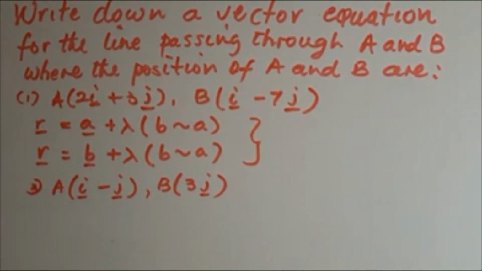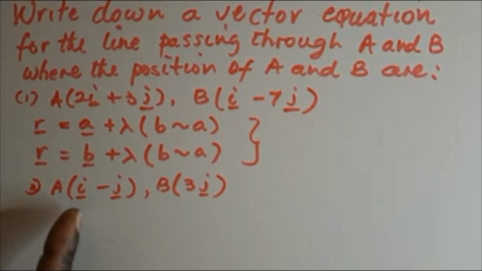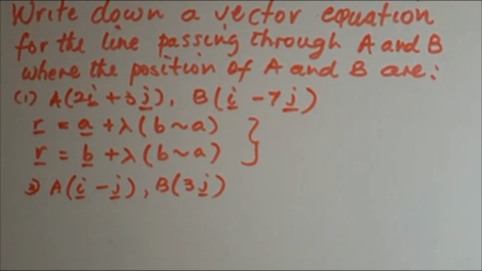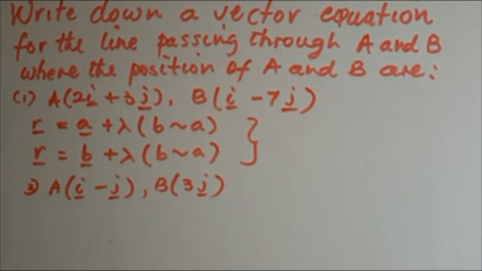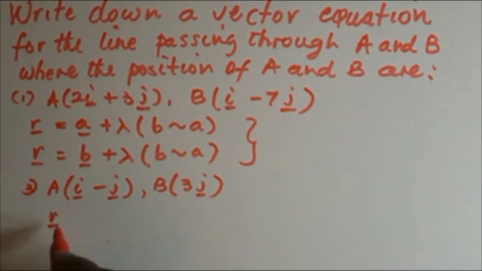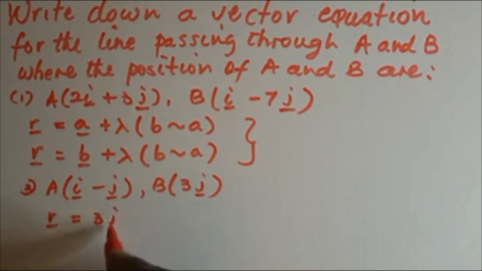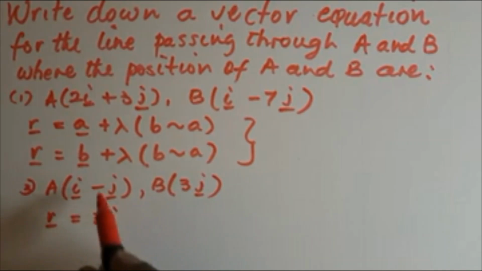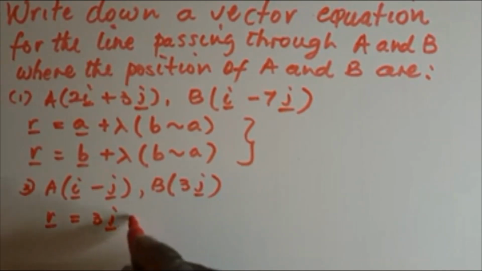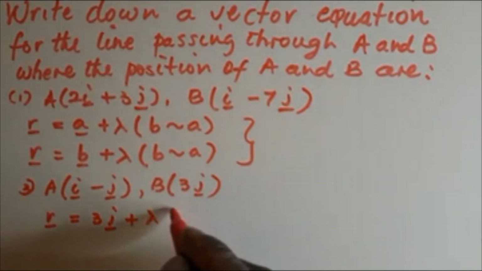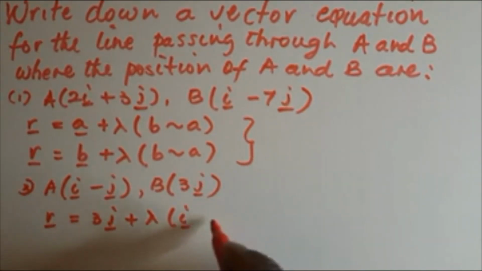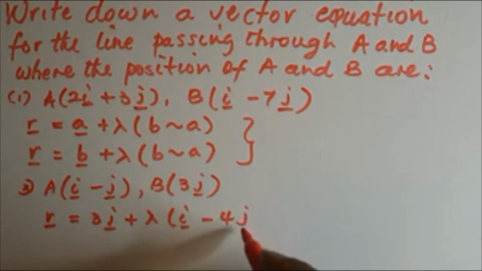Right, the next one we have here is A at i - j and B at 3j. r is 3j. We're using this formula, add λ(i - 4j).